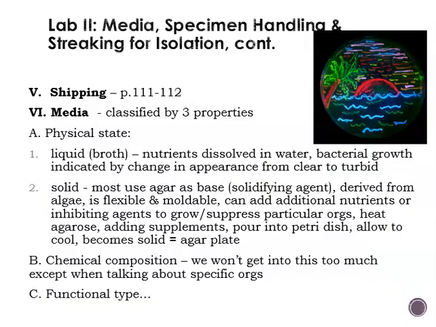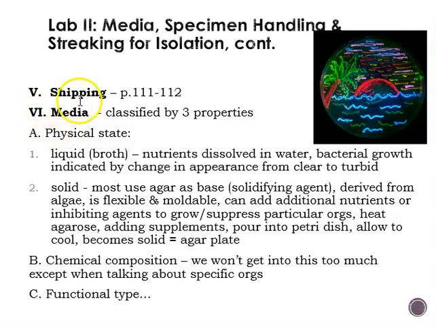Okay, next, a little bit about shipping. So you can read about that in the book. We're not going to go into it a ton right now, but just know that when we're shipping biological products, whether that be human tissue samples or bacteria, there are a lot of rules and regulations about how that has to be done, how they have to be packaged, how they have to be labeled, and how they have to be shipped.